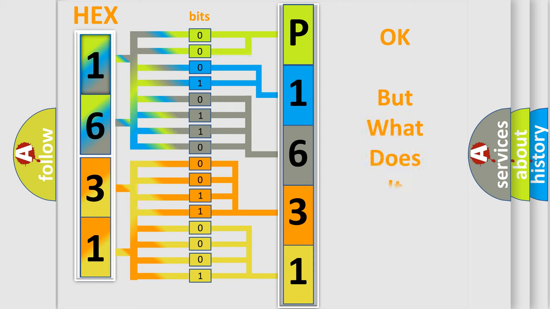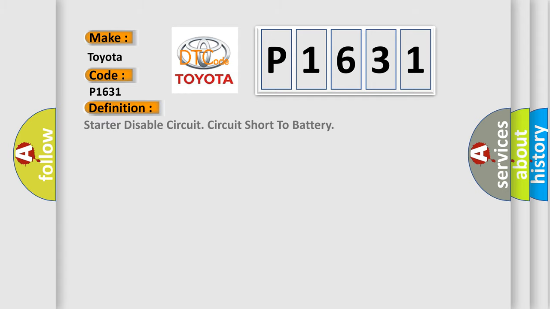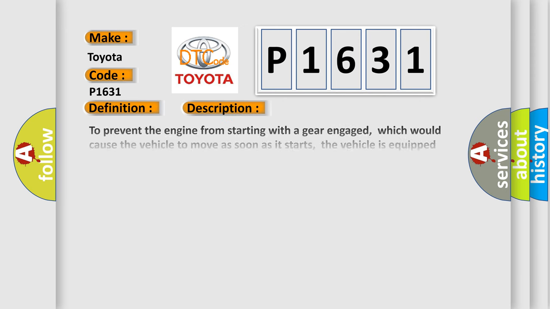The number itself does not make sense to us if we cannot assign information to what it actually expresses. So, what does the diagnostic trouble code P1631 mean specifically for Toyota? The basic definition is starter disable circuit, circuit short to battery. And now this is a short description of this DTC code.